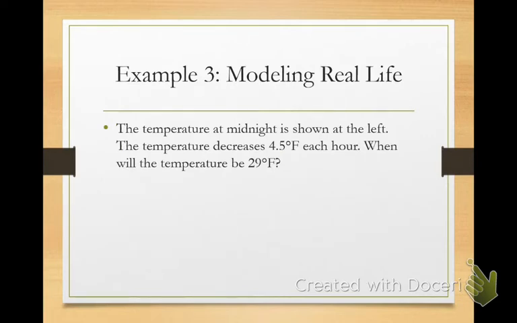All right, modeling real life. We cannot understand this problem, and there's a typo in it, without looking at the problem in our books, because there's a thermometer in here that we need to look at to be able to solve. Go ahead and turn in your books to page 136. When we're reading the example from the book, yes, the temperature is decreasing 4.5 degrees each hour, but the question is, when will the temperature be 32 degrees Fahrenheit, not 29? So that's supposed to be 32 degrees Fahrenheit.